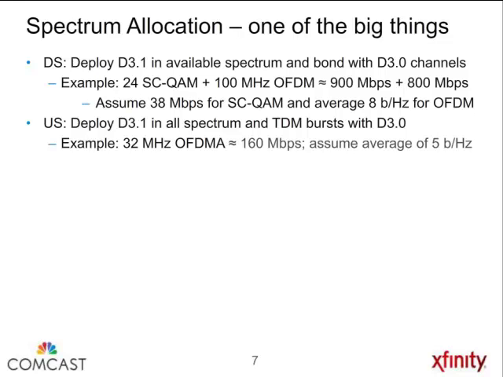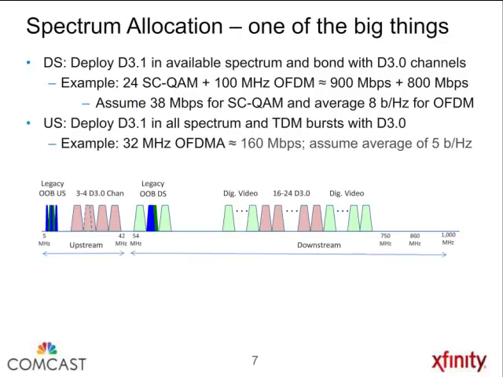For the upstream, I want to stress that we don't have to deploy the upstream until later. We could deploy DOCSIS 3.1 downstream without having to deploy DOCSIS 3.1 upstream. So we could use DOCSIS 3.1 downstreams with DOCSIS 3.0 upstreams. But if and when DOCSIS 3.1 upstream becomes available, all of the spectrum could be allocated for DOCSIS 3.1. So for example, 32 megahertz of OFDM from about 10 megahertz to about 42 megahertz would be about 160 megabits per second, assuming about 5 bits per hertz of efficiency, which is a pretty reasonable and conservative approach.